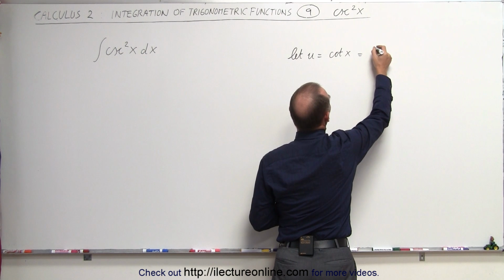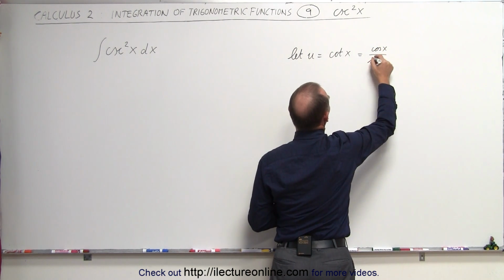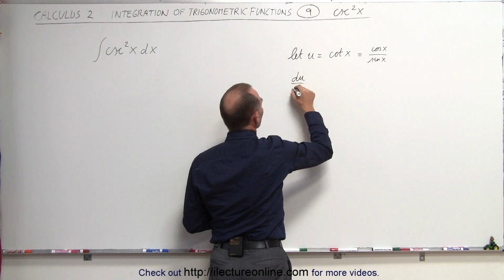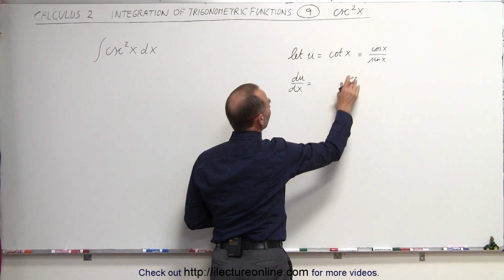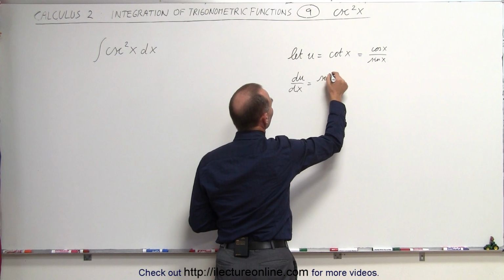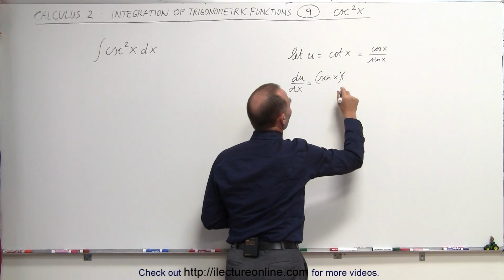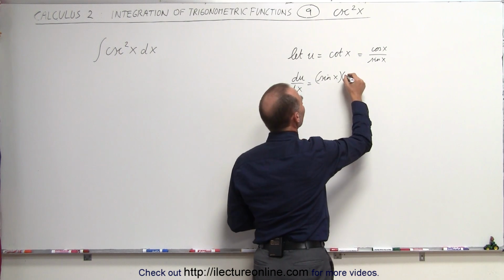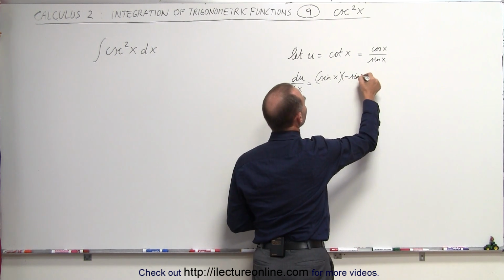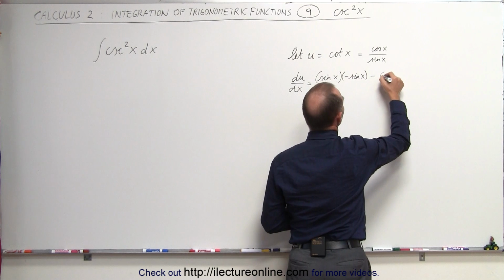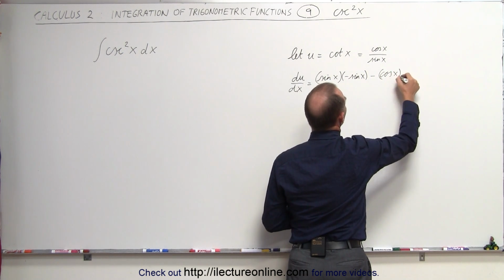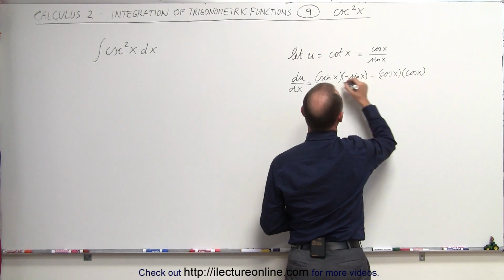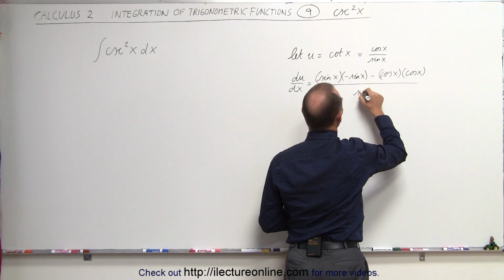In that case, of course, the cotangent of x is equal to the cosine of x divided by the sine of x. And then if we take the derivative of that, du dx, with respect to x, that is equal to the denominator, sine of x, times the derivative of the numerator. The derivative of cosine is the negative sine, minus the numerator, times the derivative of the denominator, which is the cosine of x, all divided by the denominator squared.